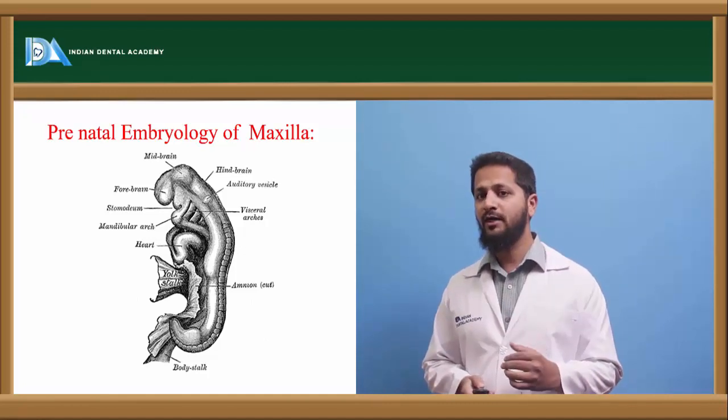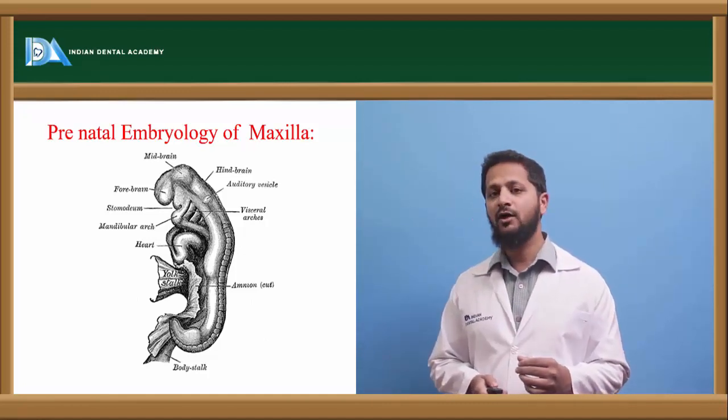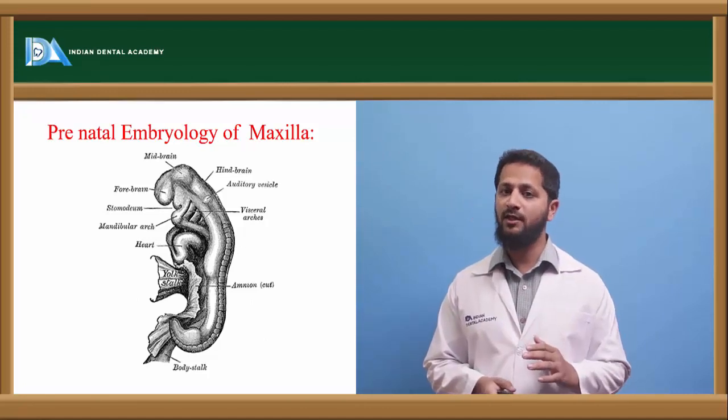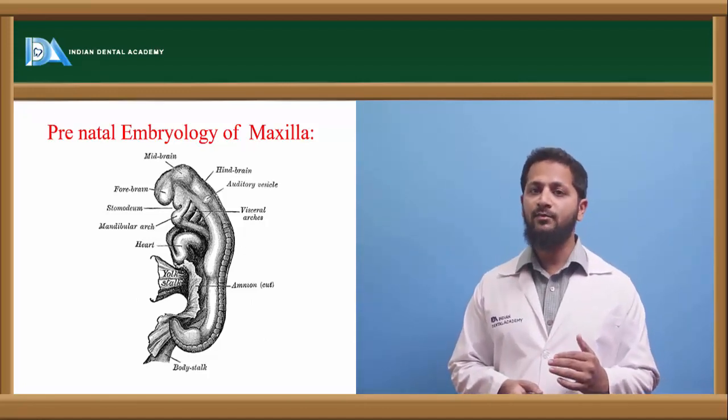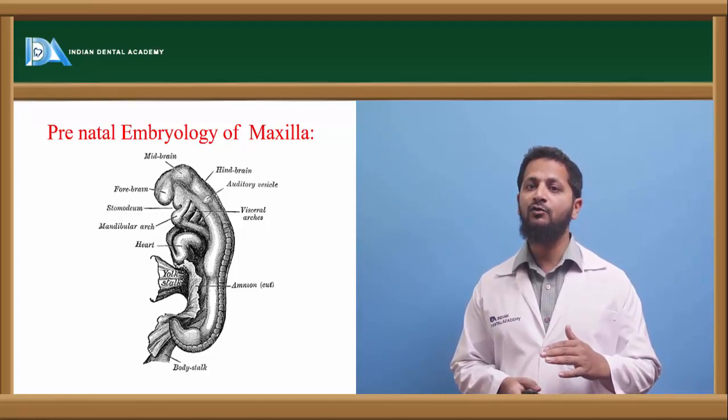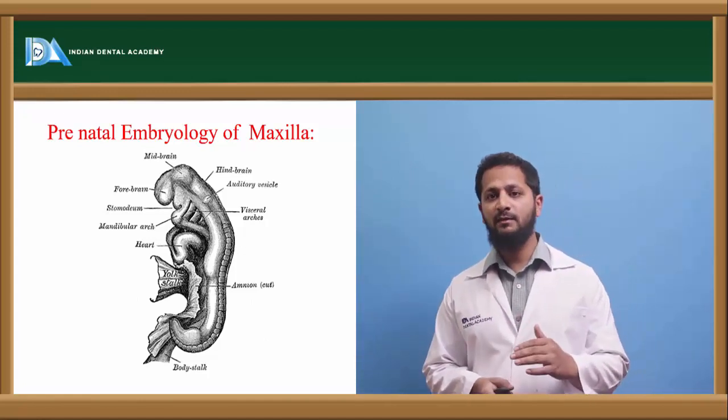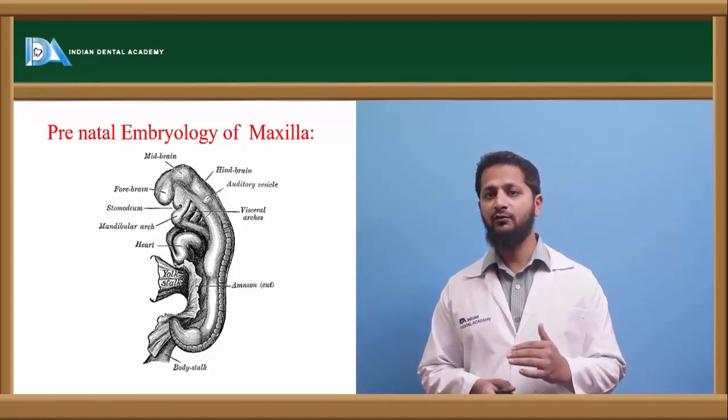Just below the forebrain, a shallow depression called the stomodeum, which is the future mouth, is seen. The floor of the stomodeum is covered by a membrane called the buccopharyngeal membrane. This buccopharyngeal membrane separates the oral cavity from the foregut.